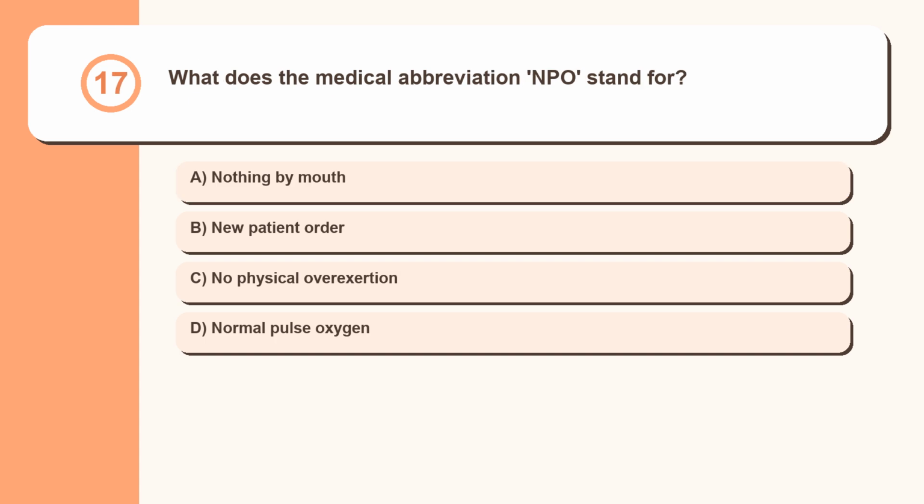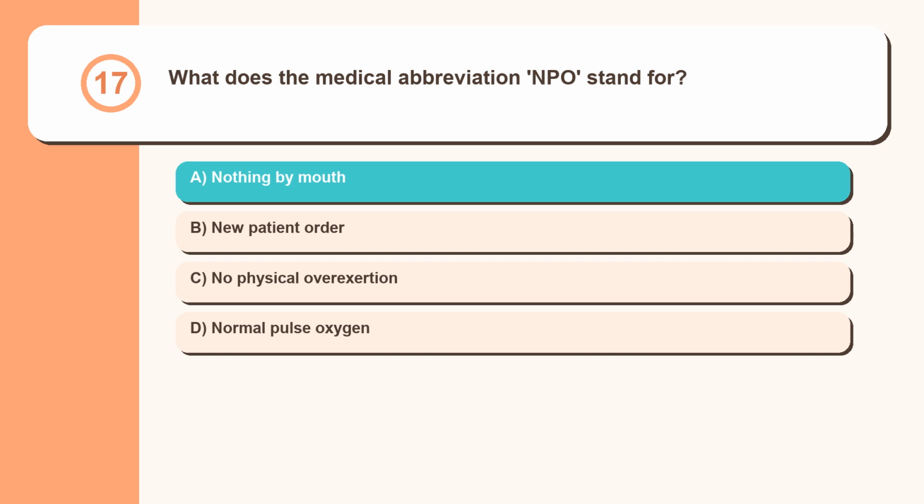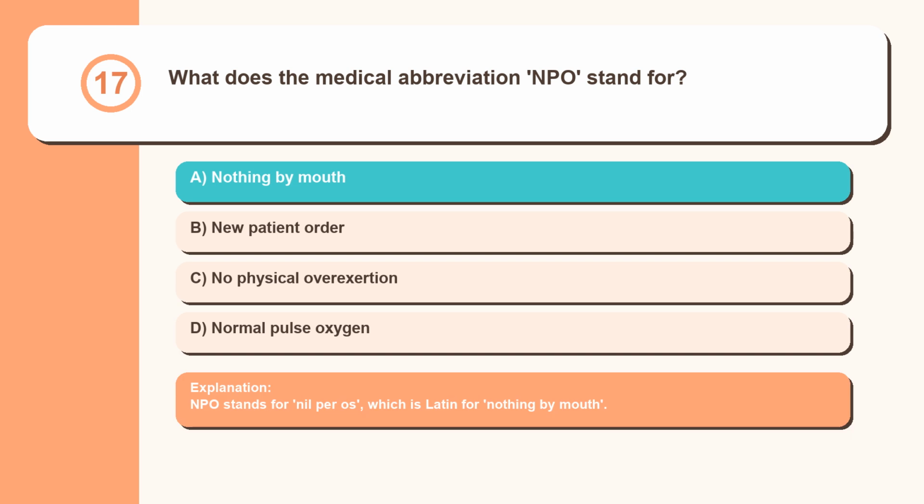Question 17. What does the medical abbreviation NPO stand for? Nothing by mouth, new patient order, no physical overexertion, normal pulse oxygen. NPO stands for nil per os, which is Latin for nothing by mouth.